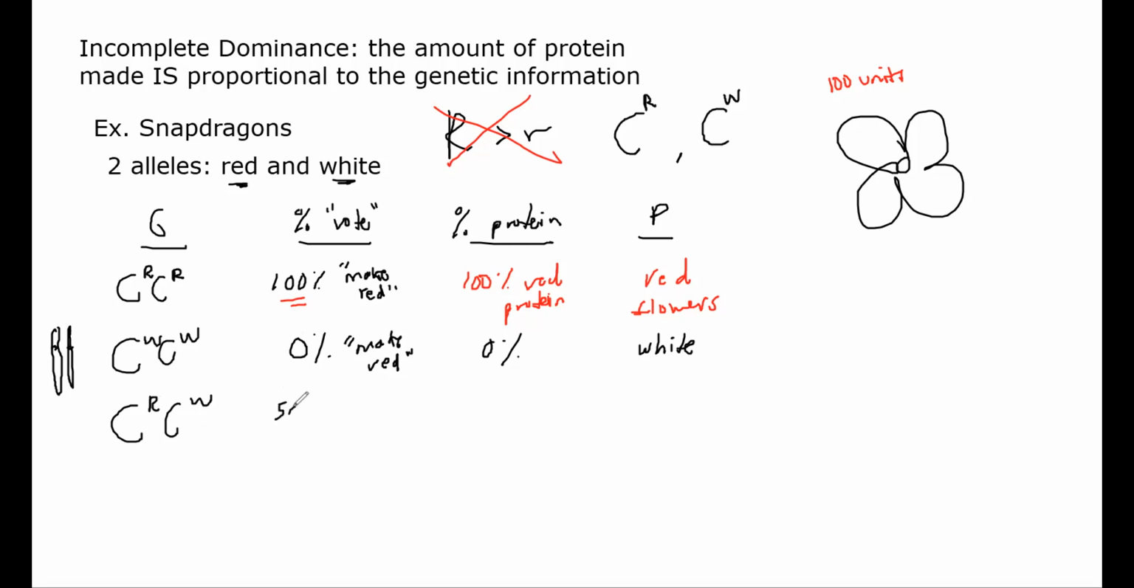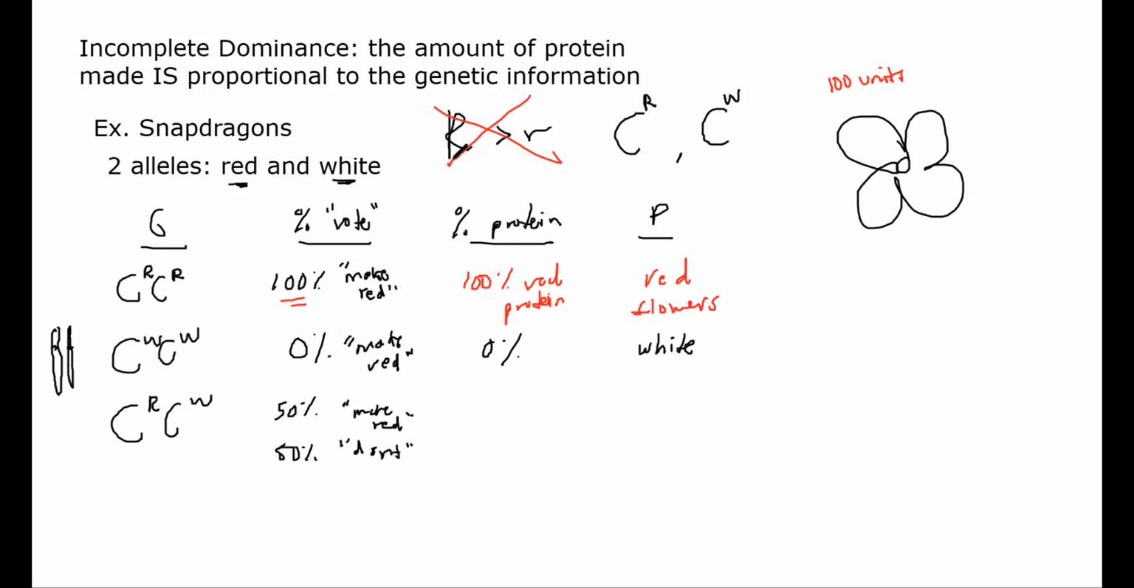Well, the vote is now split, right? Kind of like what we saw in the past. One allele is saying make red, and the other one, the other 50%, is saying don't make red. Or in other words, 0% make red. I don't know if that's confusing to you, but you can look at it either way, okay? So this side, one allele saying make red, the other side is saying don't.